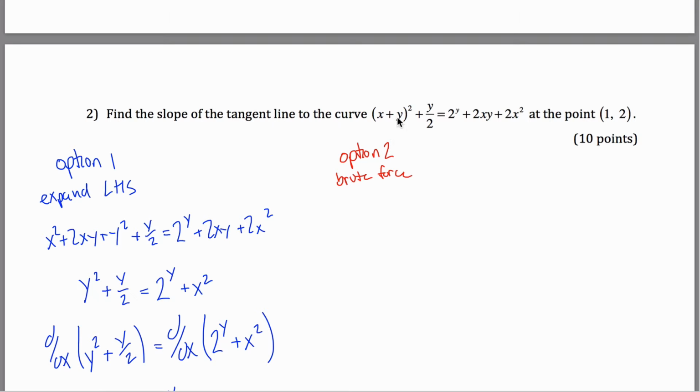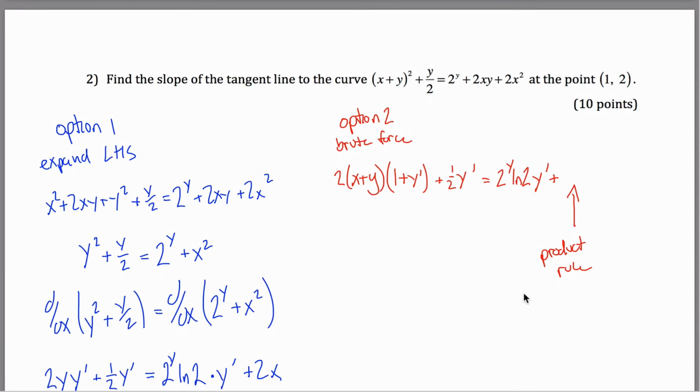The derivative of the left-hand side, well, I'd need a chain rule here. I'd bring the 2 down in front, leave the x plus y alone, and then multiply that by the derivative of x plus y, which is 1 plus y prime. And then to that I want to add the derivative of y over 2, which is y prime over 2, or 1/2 y prime. And then the right-hand side, 2 to the y, the derivative, as we saw, is 2 to the y times the natural log of 2 times y prime, plus the derivative of 2xy. I would need a product rule.